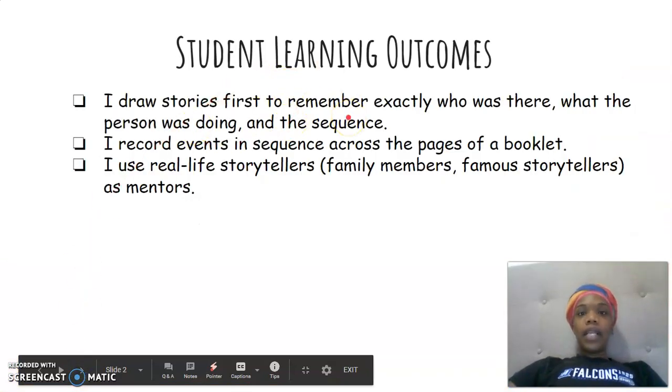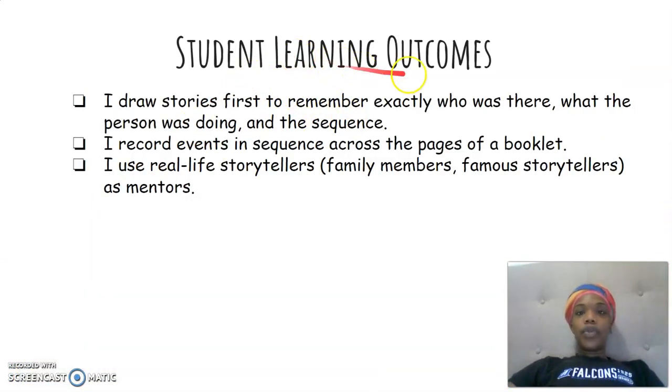Before we go into our mini lesson, Miss Kitchens loves to go over the student learning outcomes. The student learning outcomes I want to be very clear on are the things that you will learn after today's lesson. Okay? So when you are finished with today's lesson, this is what you are expected to have done in your writing, and this is what you are expected to know for your future writing.